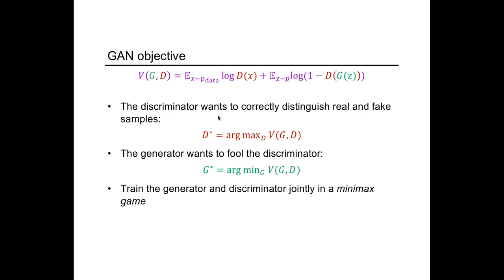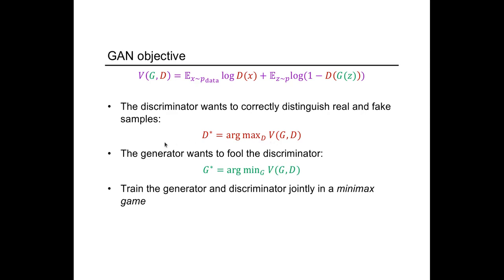The discriminator wants to correctly distinguish real and fake samples. So a good discriminator would be the one which maximizes this objective, since we want to maximize the log likelihood of D(x) and maximize the log likelihood of 1 minus D(G(z)). So for that, the optimal discriminator would be the one which maximizes V(G, D).